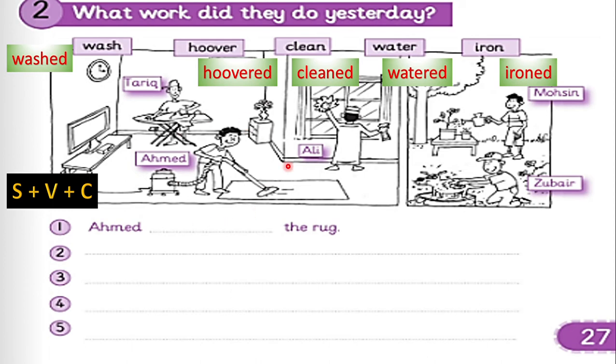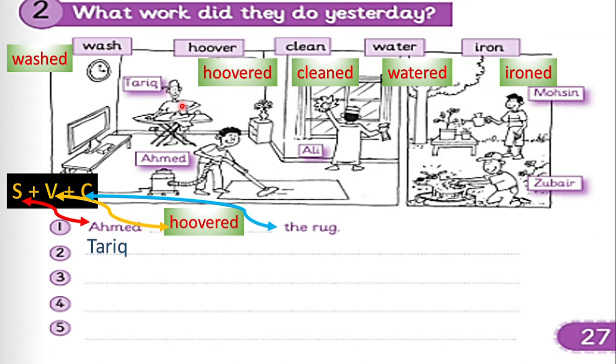Look at Ahmad. Here we have Ahmad. What is Ahmad doing? Yeah, very good. Ahmed hoovered the rug. Ahmed is the subject. Hoovered is what? The verb. And the rug is what, my students? The complement. Why do we say hoovered, my students, in the past? Very good, because the action happened yesterday. It finished yesterday.